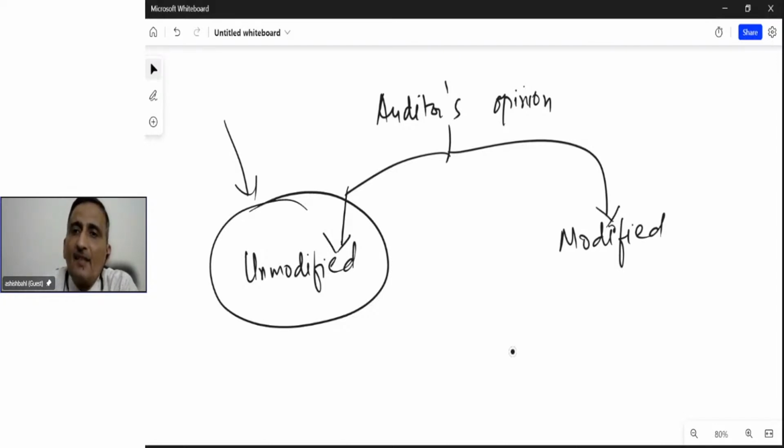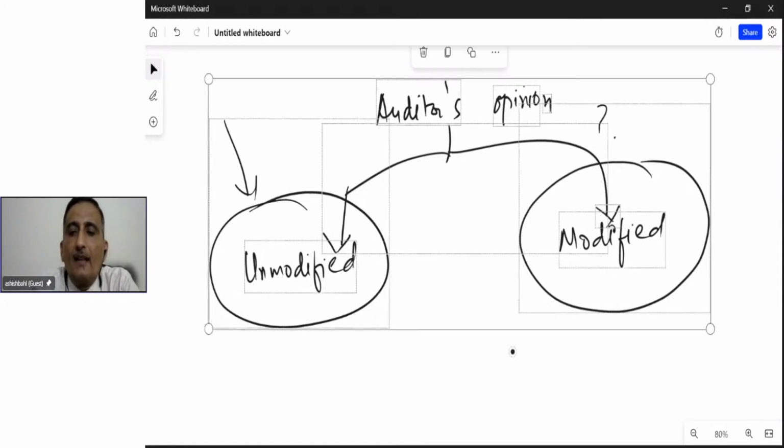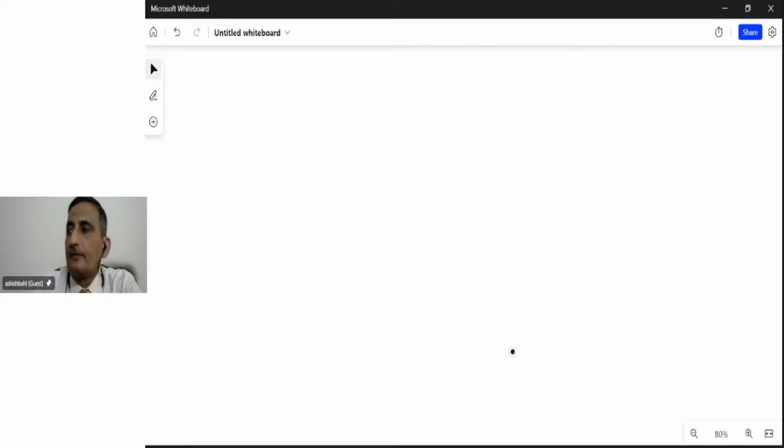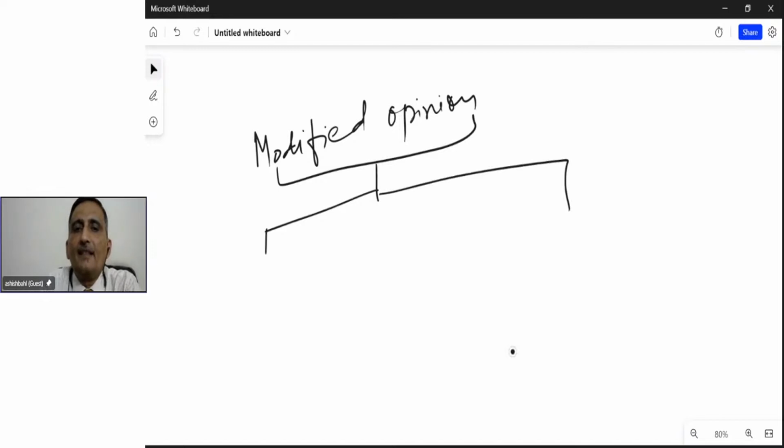But when does he give a modified opinion? Now, when does he give a modified opinion? Now, modified opinion can be given in two circumstances. Now, what are those circumstances? Number one is, say the auditor has got evidence. He has got audit evidence that financial statements are not free from material mistakes.